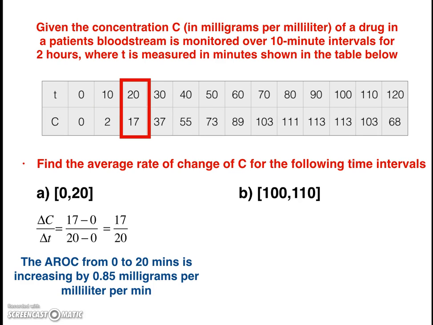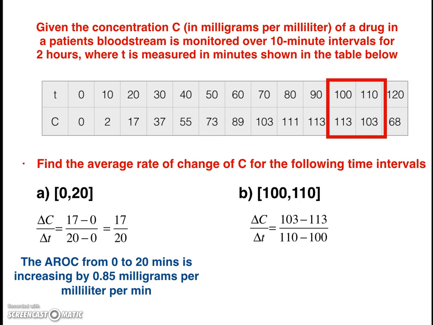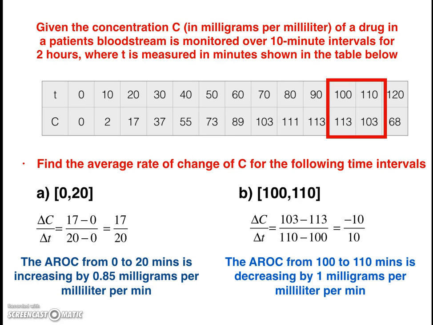Similarly, we'll do the same thing between 100 and 110. So we find the points in our table, calculate the delta C, calculate the delta t. The average rate of change from 100 to 110 minutes, it's decreasing by 1 milligram per milliliter per minute.